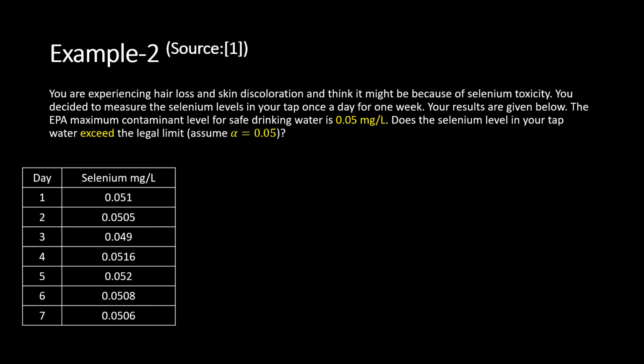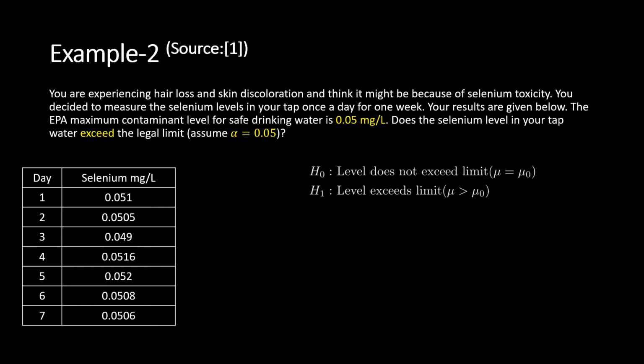Let's now take a look at another similar but slightly different example, which states that you are experiencing hair loss and skin discoloration and think that it might be because of selenium toxicity. You decided to measure the selenium levels in your tap water once a day for 1 week. Your results are given in the table below. The EPA maximum contaminant level for safe drinking water is about 0.05 mg per liter. Does the selenium level in your tap water exceed the legal limit? Assume an alpha value of 0.05.